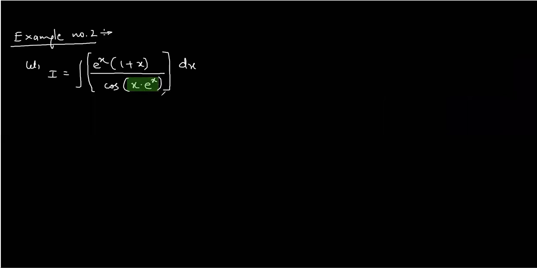See here, cos of x into e raised to x. This is the angle for cos. I am integrating with respect to x, but this is not x. Is this cos of x? No, it is cos of x into e raised to x. So this thing I will term as a bad angle. Remember students, I will call it a bad angle.